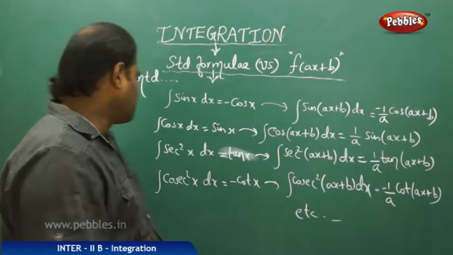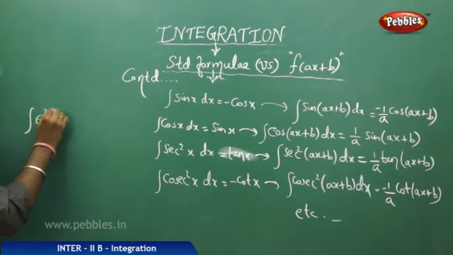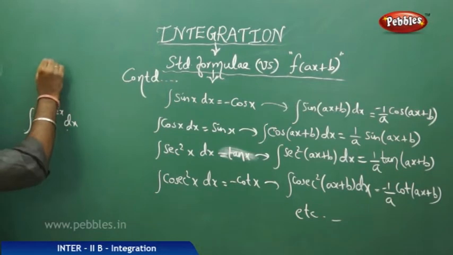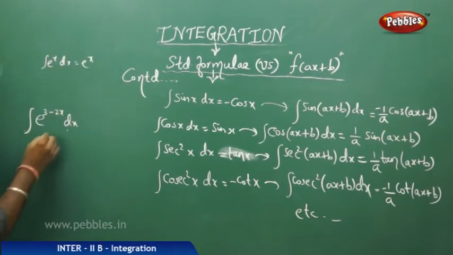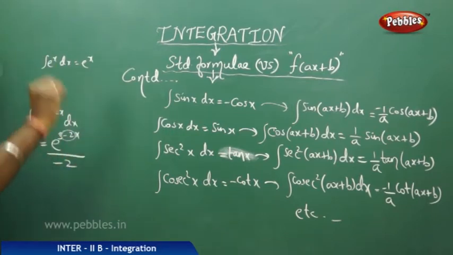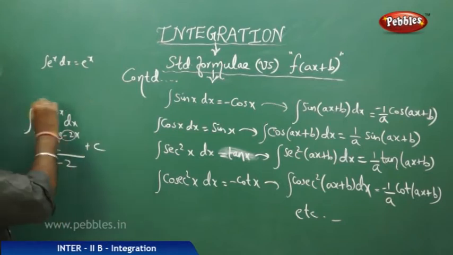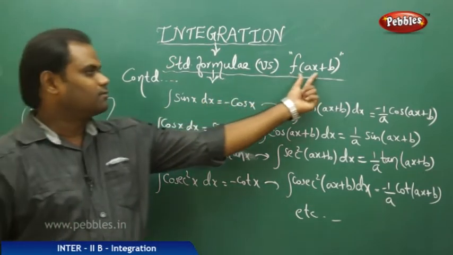So when I want to find integral of e power 3 minus 2x dx, I simply find integral e power x dx is e power x. Therefore, this is e power 3 minus 2x by coefficient of x plus c. That's it. So this is how we do every problem which involves ax plus b as the function in linear form.